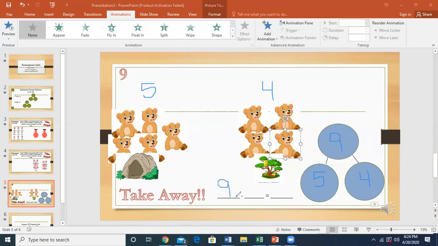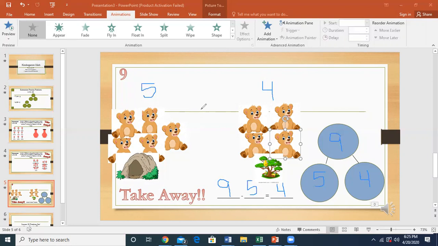So 9 minus what number is going to go in this next line? 5 equals 4. Great job, guys. This is saying that 9, take away these 5 bears, leaves 4 bears at the honey tree. Okay, so 9 minus 5 equals 4. Say that along with me, please. 9 minus 5 equals 4. 9 take away 5 equals 4.